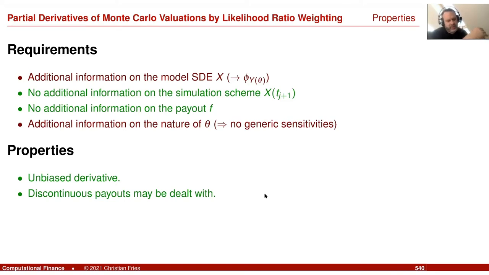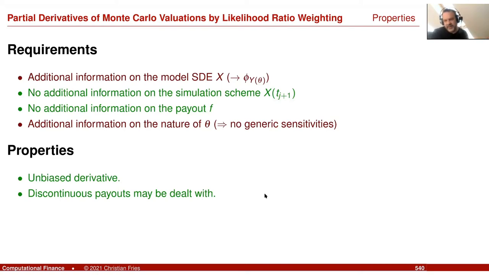I don't care how X was generated. So what is the numerical scheme? Is it an Euler scheme or whatever? I do not care about this. I need some additional information about the SDE. Is it a Black-Scholes model? Is it a Bachelier model? What kind of model is it? Because I need the density. And of course, I need to differentiate the density, so I need to know theta. It's not like finite difference, where you just change the parameter. I need to know the theta.